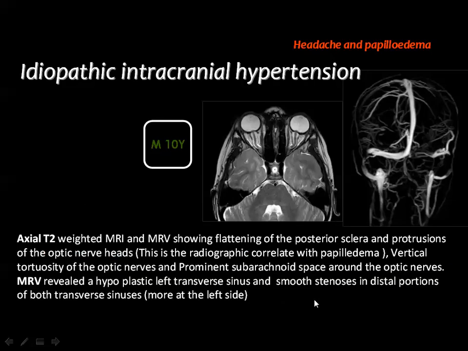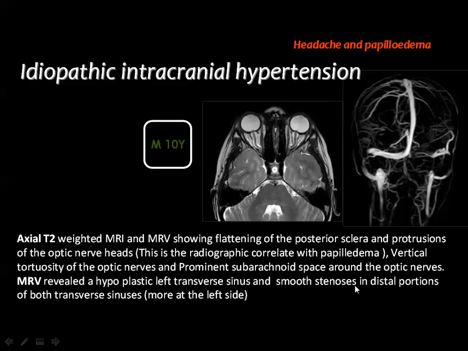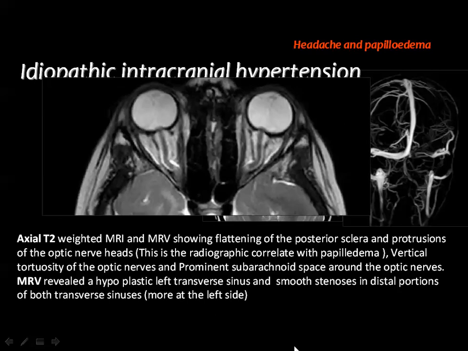Then, considering the orbit, you get tortuosity of the optic nerve. This is one. Flattening of the optic disc, number two. Then, widening of the CSF space around the optic nerve. And if you look here, you get this very characteristic flattening of the optic disc and tortuosity of the optic nerve with dural ectasia or prominence of the CSF space around the optic nerve. And in the MR venogram, you get stenosis or marked narrowing of the lateral segment of the transverse sinuses.